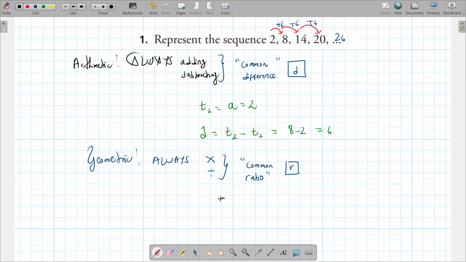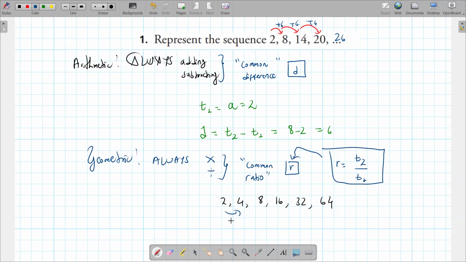A very easy example is this one: 2, 4, 8, 16, 32, 64. You'll see here that we're multiplying by 2 each time, right? To get R, you can do T2 over T1. That will give you the value for your common ratio R. If you do that here, you'll see that it's times 2 all the way throughout. So this is what we call a geometric sequence.